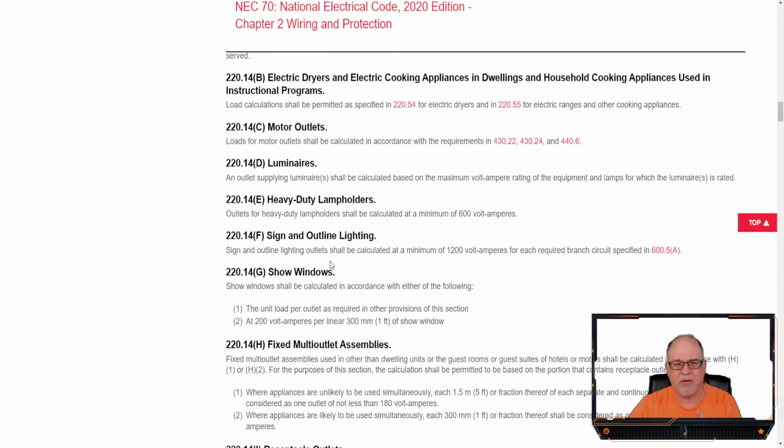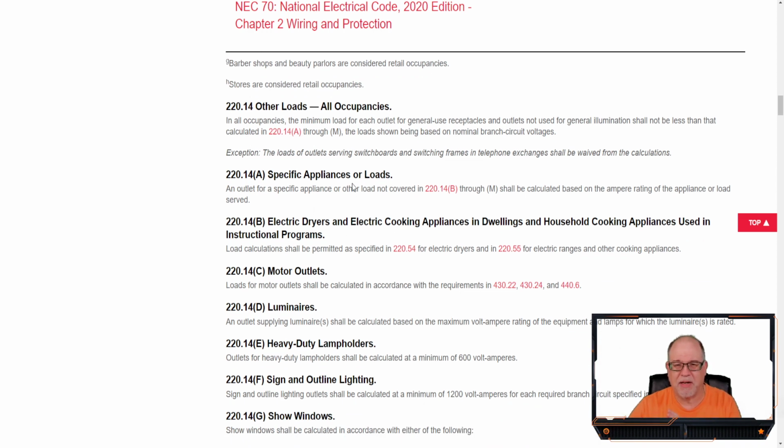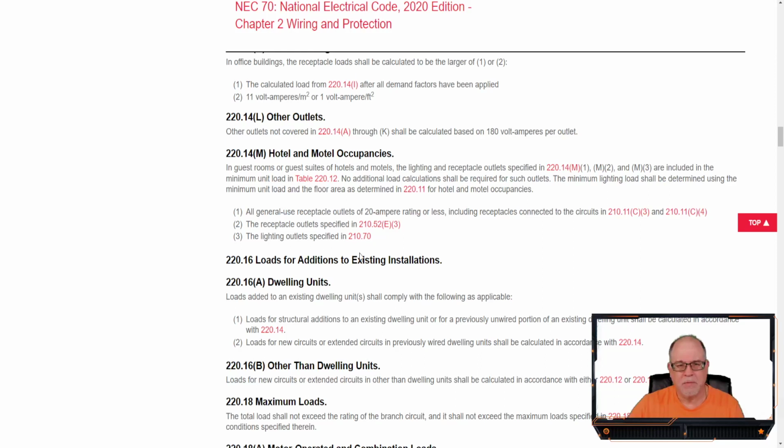And you've got all these other rules up here that give you some guidance on that. Again, all other loads, all occupancies. Say you've got some rules here, and if it's a specific appliance or load, you're going to take that value and add it to the calculation. All right. So anyway, we got all that covered. So now that's where we get all of our values to use the 3 VA per square foot. So again, wanted to make sure I wrapped all those up so that you knew what's all included in that.